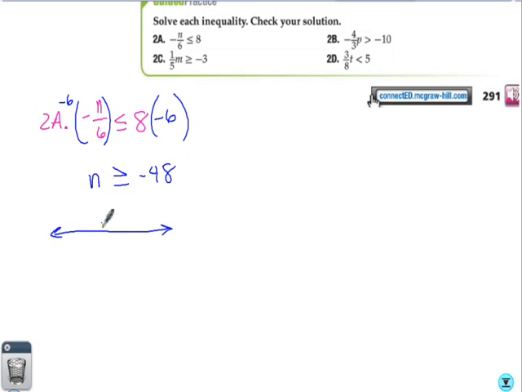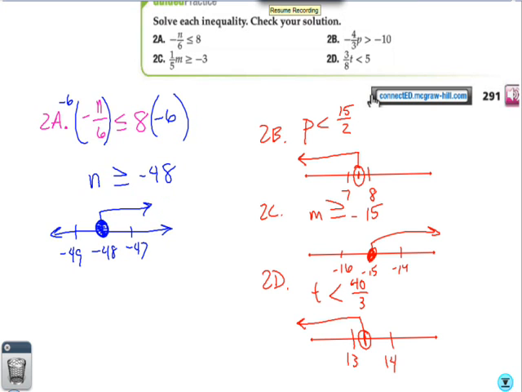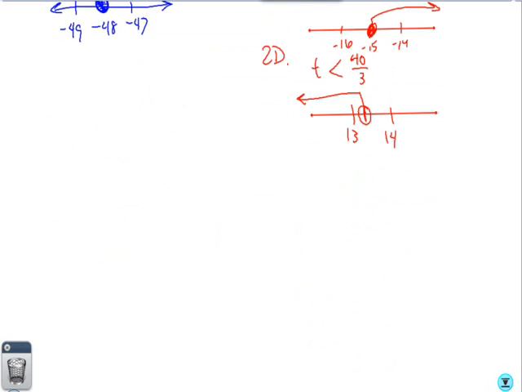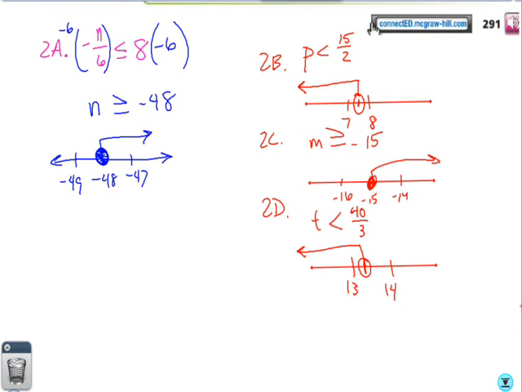So there's my answer as far as that goes. My graph looks like this. And n is greater than or equal to, so it's that way. So that's 2a. Go ahead and get answers for 2b, 2c, and 2d. Pause the video right here. Ready? So there are answers for 2b, 2c, and 2d. You'll notice that we had some fractional answers, and these are just estimates because it's on a number line, so we have some answers right here for 15.5 and for 40/3. That's 13 1/3, so we put those there.